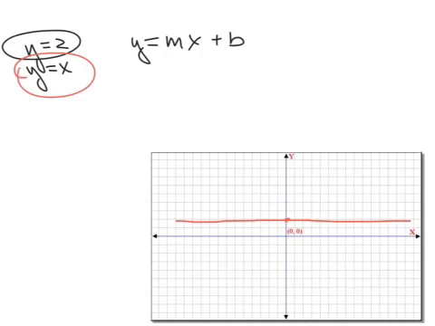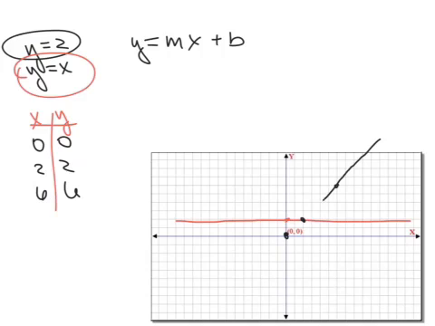Alright, let's look at this one. y equals x. Well, let's just make our table here. If y equals x, that means they're the same number. So 0 and 0. So I can graph that point. 2 and 2. So I can graph that point. 6 and 6. Counting here. Alright, which gives us that point. So we have a line for that second graph that looks like that.